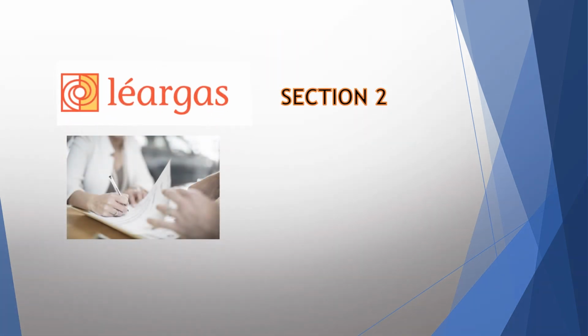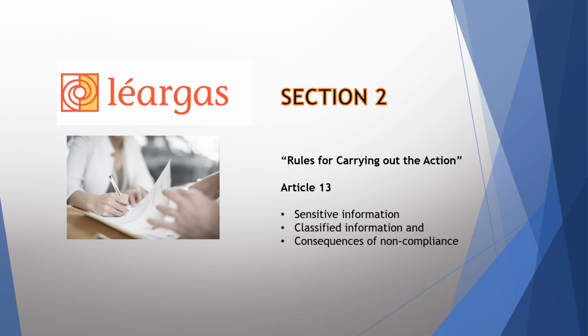The first relevant section within the contractual agreements in relation to information security and GDPR is in Section 2. Section 2 of the agreements covers the rules for carrying out the action. Within Article 13 of this section, it specifically notes the rules in relation to confidentiality and security. Article 13 covers three specific topics, and these are sensitive information, classified information, and consequences of non-compliance. Now let us look at these specific requirements in a little more detail.